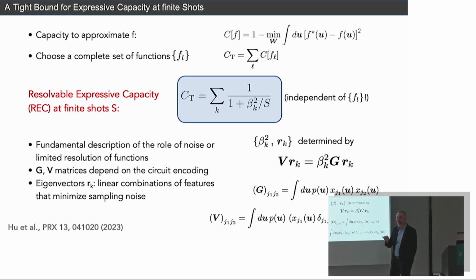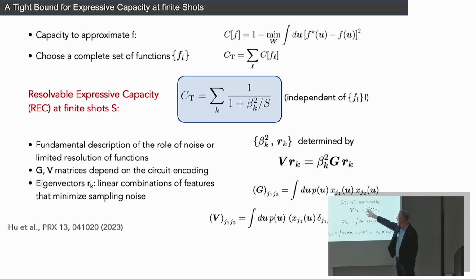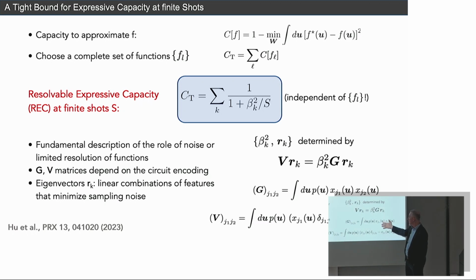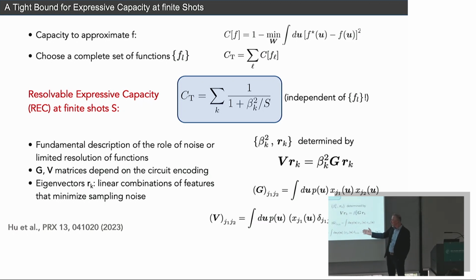They tell me about a special set of functions that I can build by choosing vectors for W that give me the highest signal-to-noise ratio functions, which are ordered according to the beta k squared. And this eigenvalue problem can be constructed from experimentally accessible quantities. I will not get into the detail, but they have this structure.